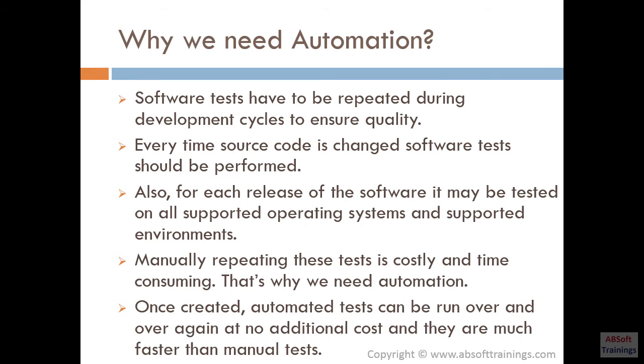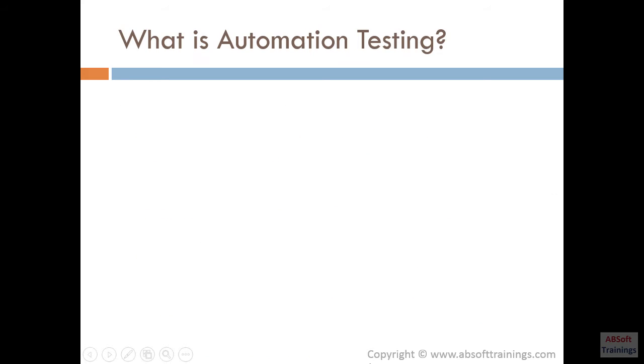Once automation tests are created, they can be run over and over again at no additional cost, and they can be much faster than manual tests. They can also be run distributed and in parallel on multiple machines to be much faster.